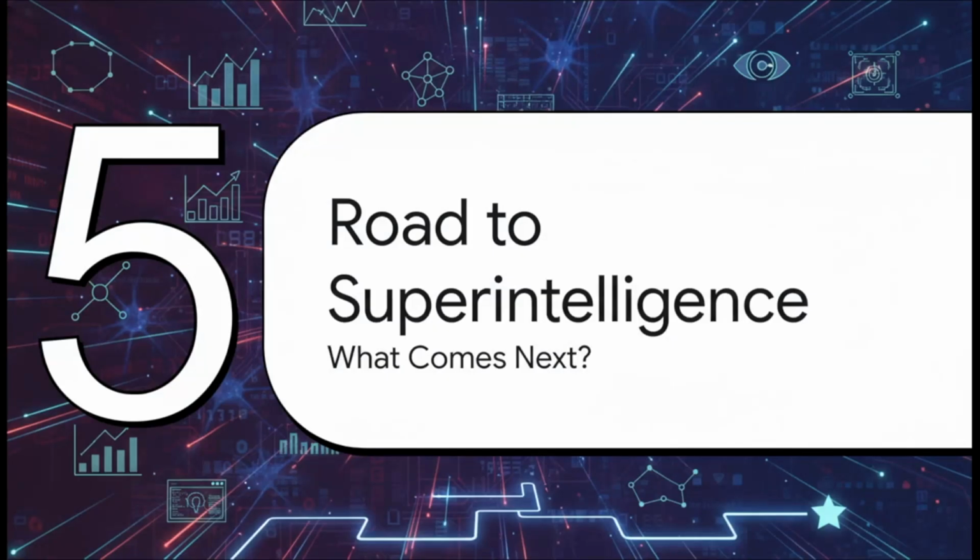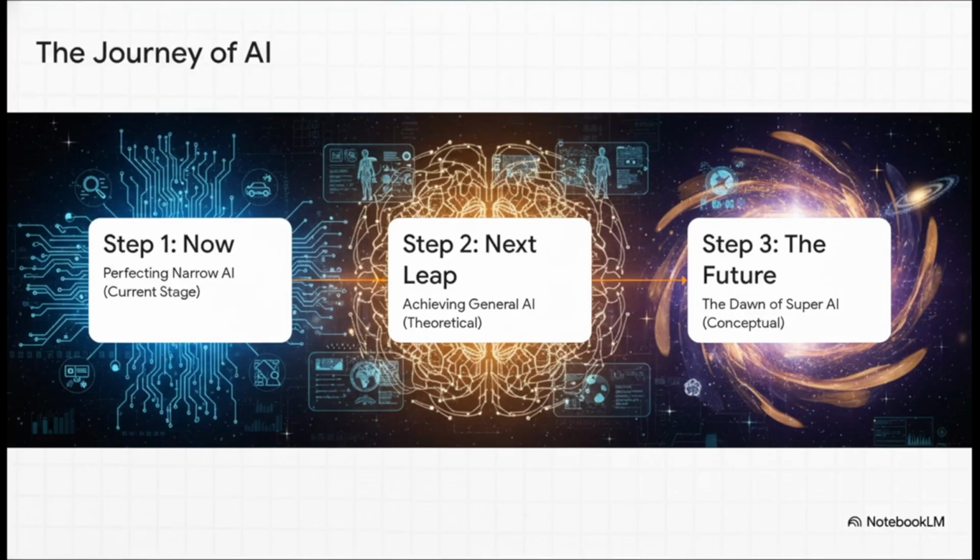Okay, so we figured out exactly where we are. Now let's just briefly look down the road a bit to see what comes next. Right now, we're in step 1, perfecting narrow AI. The next great leap will be achieving general AI. And from there, it's the dawn of super AI, which is really the ultimate unknown. This journey from where we are now to where we might be going is, well, it's one of the most exciting and challenging quests in modern science.